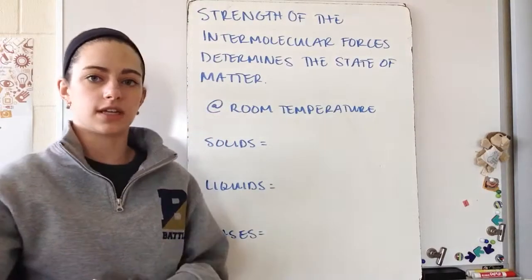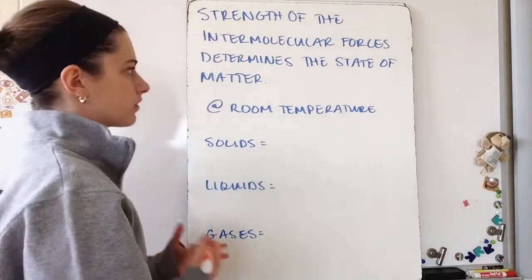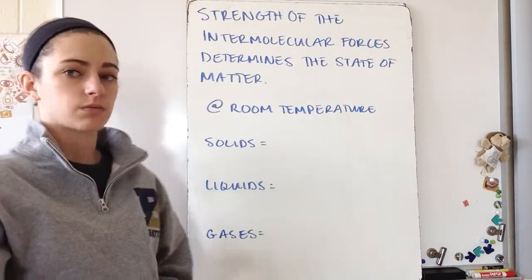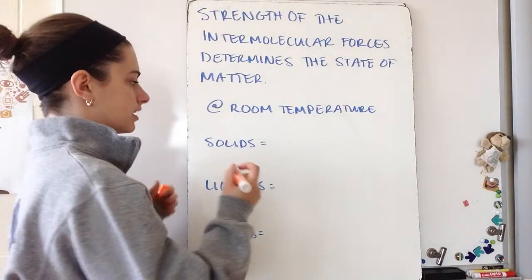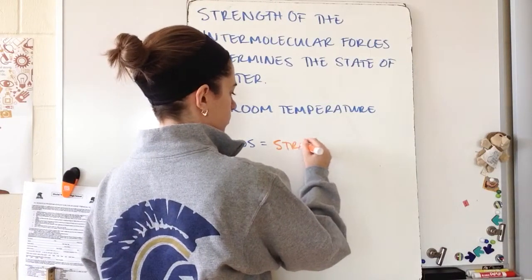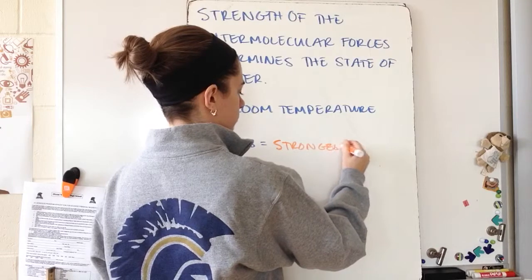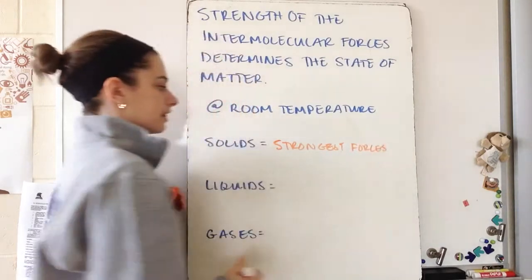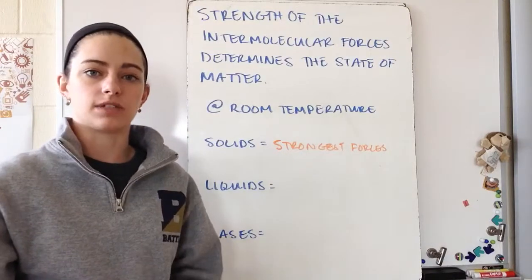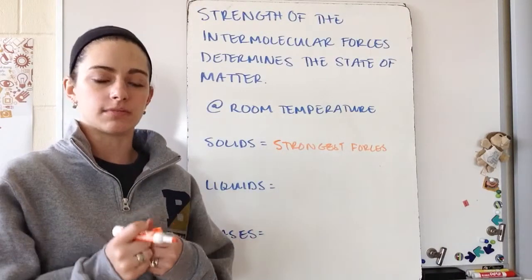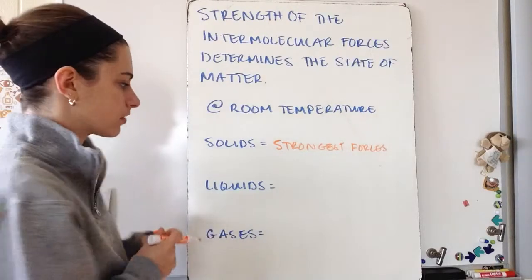The strength of the forces can affect many things. One of the first things that we're going to talk about it affecting is the state of matter. So at room temperature, a solid is going to have the strongest intermolecular forces. That's what makes it be a solid at room temperature. It has such strong forces between the particles that it's holding them together at room temperature.